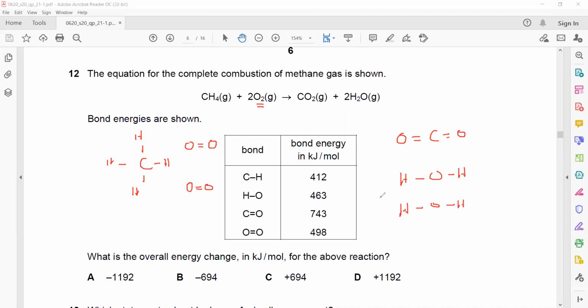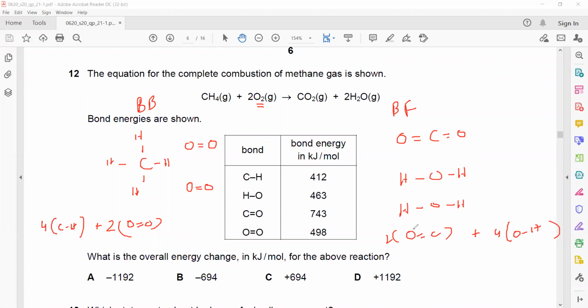So for bond breaking, the reactant side is the bond breaking side and the product side is bond forming. So bond breaking minus bond forming is equal to energy change. So for CH4, the bond breaking: 4 C-H bonds are there and 2 oxygen double bonded with oxygen. And bond forming: O double bonded to C, how many are there? 2, plus O-H: 1, 2, 3, 4. So it will be 4 O-H bonds.